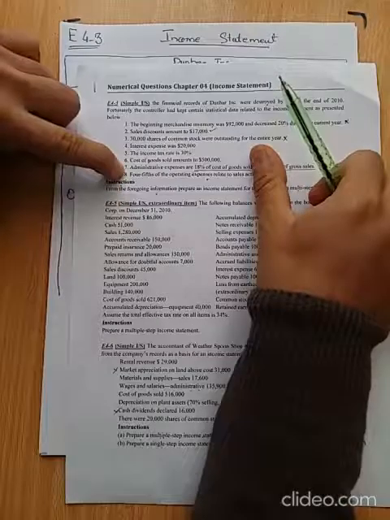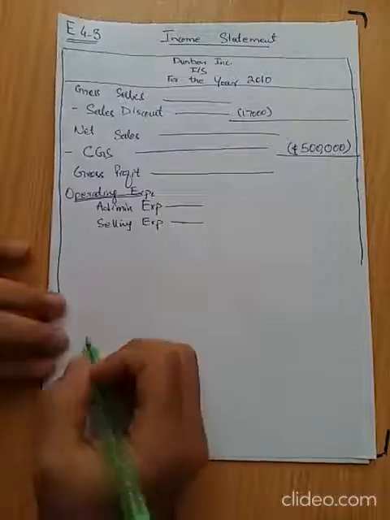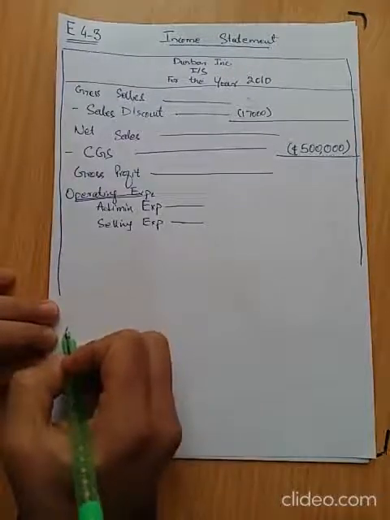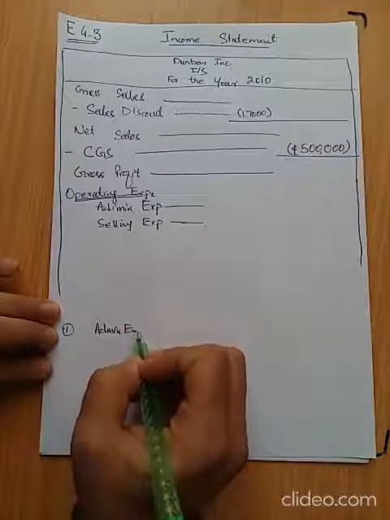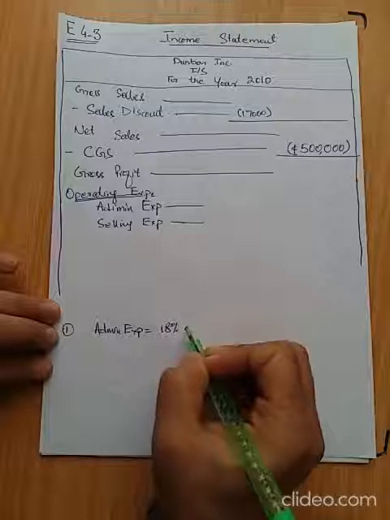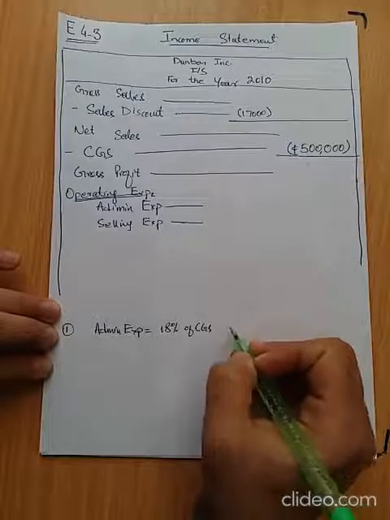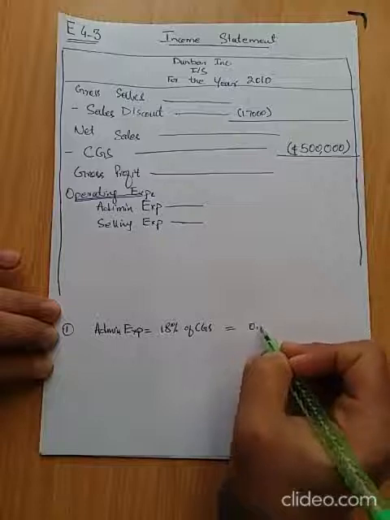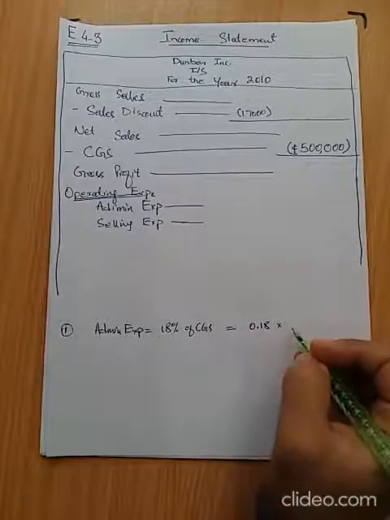So admin expenses are 18% of the cost of goods sold. This figure can be written here like this: the administrative expenses are equal to 18% of the cost of goods sold. In other terms, 18% means 0.18, and then multiply by the cost of goods sold figure.